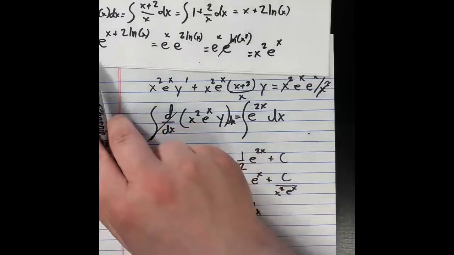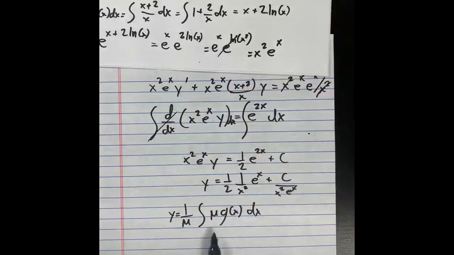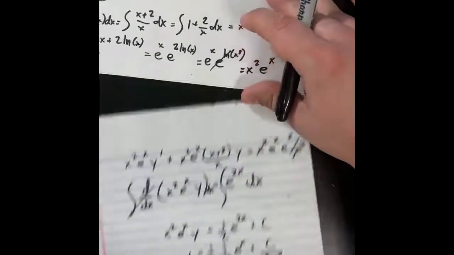Basically, the tricky part is finding mu, and then you have to find this antiderivative here, mu times g. All right, so let's try one more example.